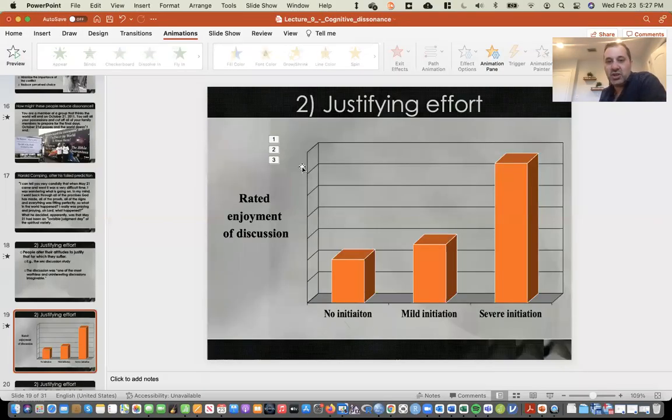So this graph shows their ratings of how much they enjoyed the group discussion. And if you look first off in the no initiation condition, the control condition, these women correctly stated that they really hated the discussion. It really wasn't fun at all. And the women in the mild initiation similarly report saying that the discussion was no fun at all. They didn't like it at all. But the women in the severe initiation report really liking that discussion, even though it's the exact same discussion that the women in the other 2 groups heard.